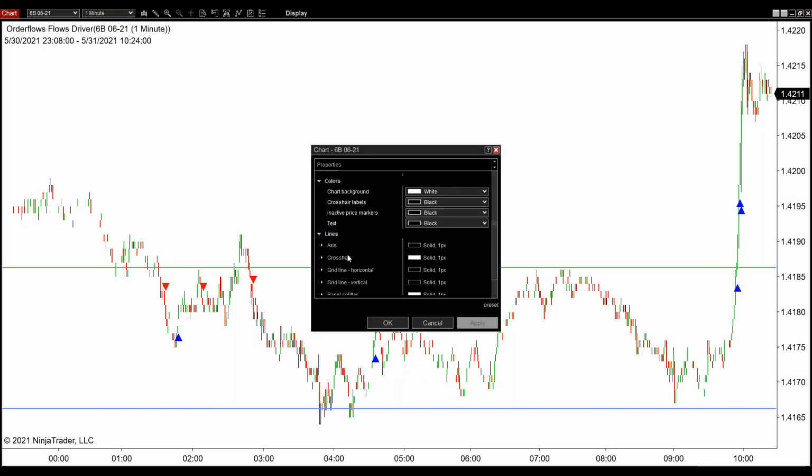change this crosshair. Why is it white? Should be black.